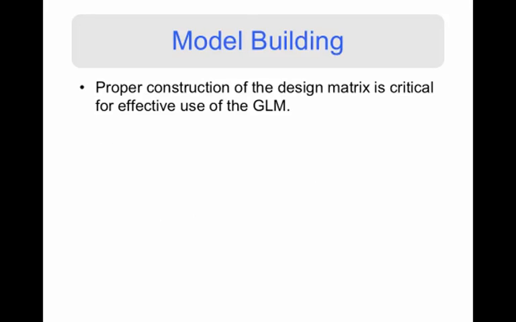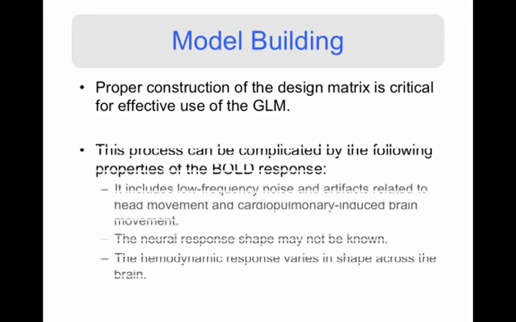Proper construction of the design matrix, that's going to be the focus of the next two modules, and that's really critical for effective use of the GLM. And this process is not always so easy, and it can be complicated by the following properties of the BOLD response. One, it includes low-frequency noise and artifacts that are related to head motion and heart rate and respiration. Two, the neural response shape may not be known exactly. And three, the hemodynamic response varies in shape across the brain and also across subjects.